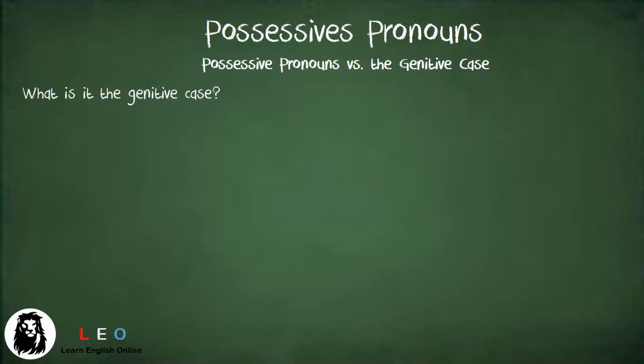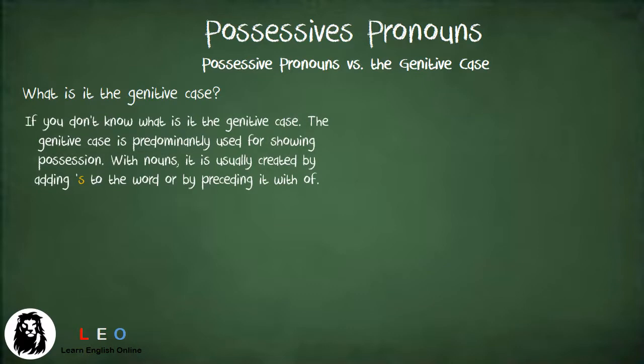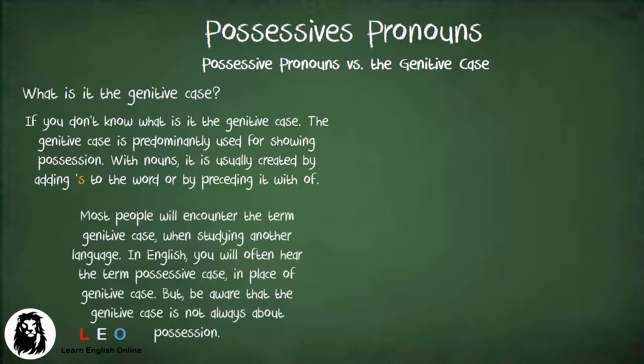Now, let's take a look at possessive pronouns versus the genitive case. If you don't know what the genitive case is, the genitive case is predominantly used for showing possession. With nouns, it is usually created by adding 's to the word or by preceding it with "of". Most people will encounter the genitive case when studying another language. In English, you will often hear the term possessive case in place of genitive case. But be aware that the genitive case is not always about possession.